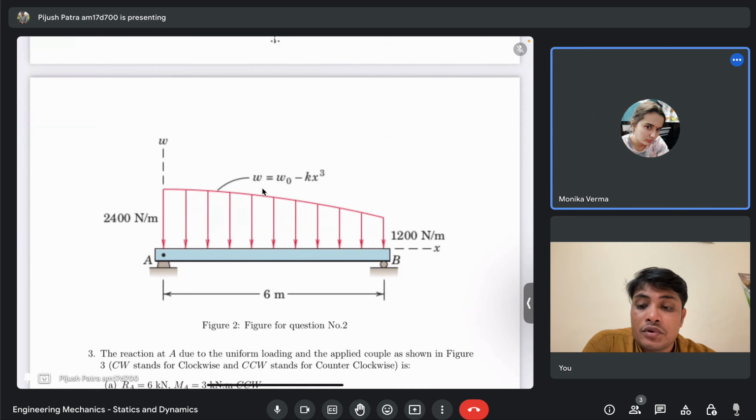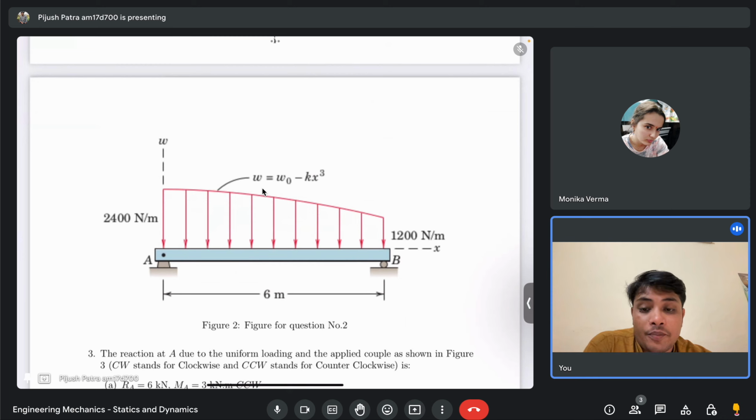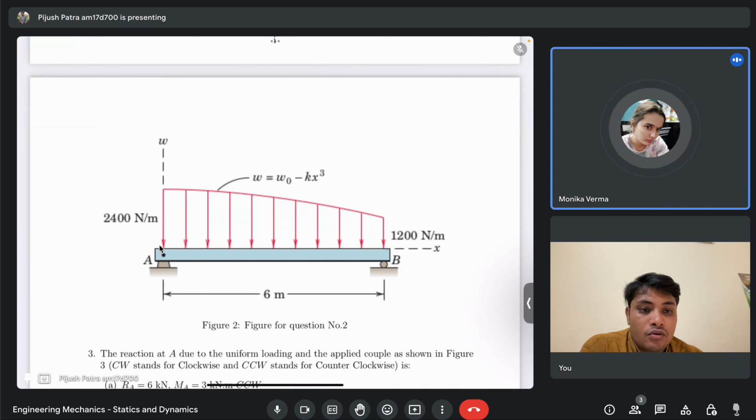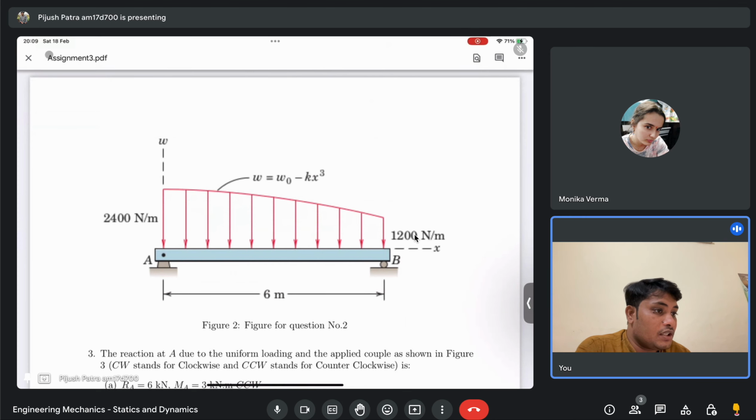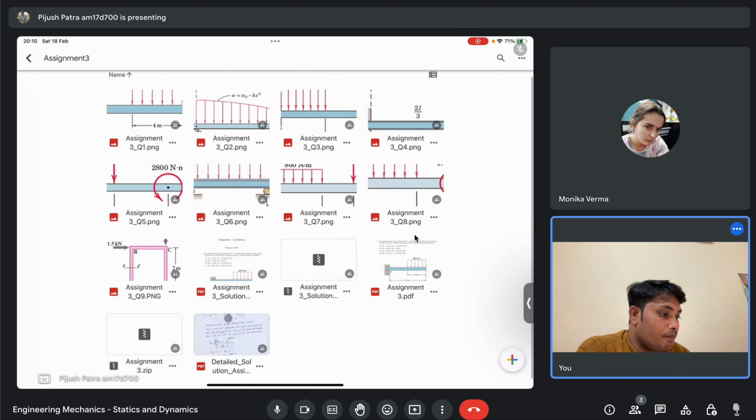No, so you don't need to think in that way. Let's say that this W is a function of x, and you have been given two boundary conditions. What I mean by boundary conditions is that you are given that at x equals 0, W equals this, and at x equals 6, W equals this. So you don't need to think like you are just doing 2400 minus 12,000, so that's why it is 12,000. It's not that. So let me share the solution, and you can get more idea.